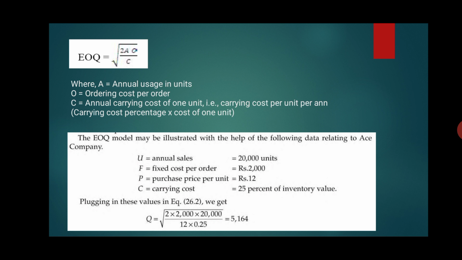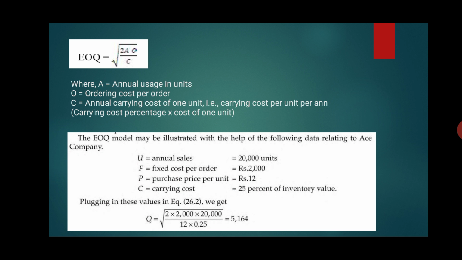And if the carrying cost is given in terms of percentage, then carrying cost percentage is multiplied by the cost of one unit. Now let us take an example to illustrate the EOQ model. Annual sales, meaning annual demand, is 20,000 units. Fixed cost per order is 2,000. Purchase price is 12 per unit. Carrying cost is 25% of inventory value.